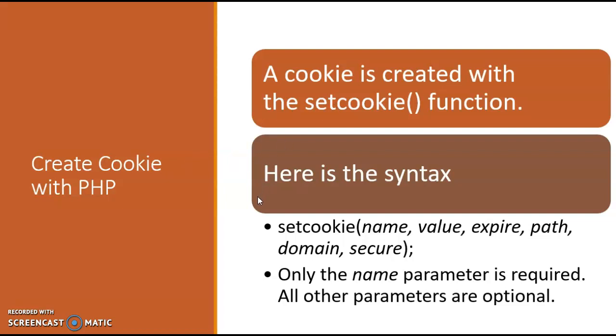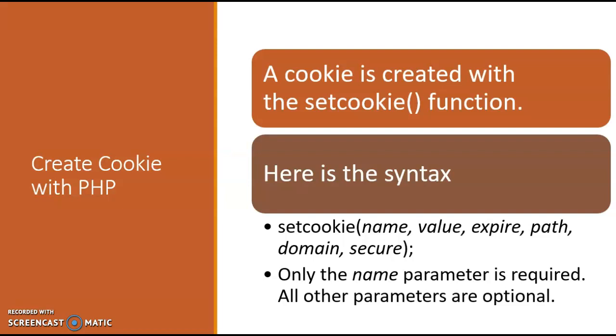Here's the syntax. setcookie, you have name, value, expire, path, domain, and secure. Looking at name, this sets the name of the cookie and is stored in an environment variable. The value sets the value of the name variable, the content that you actually want to store. Expire is specifying the future time, could be in seconds, however many you set.